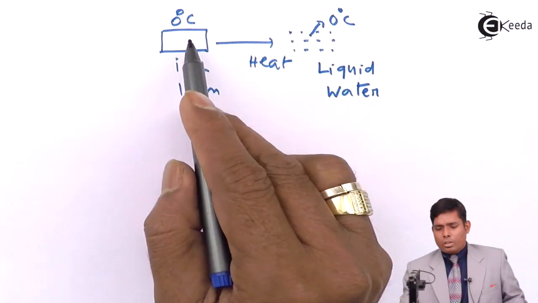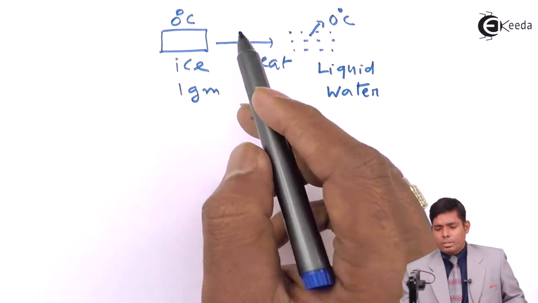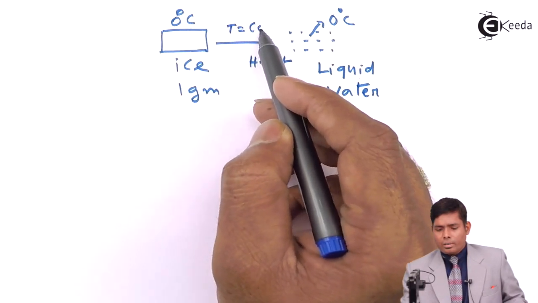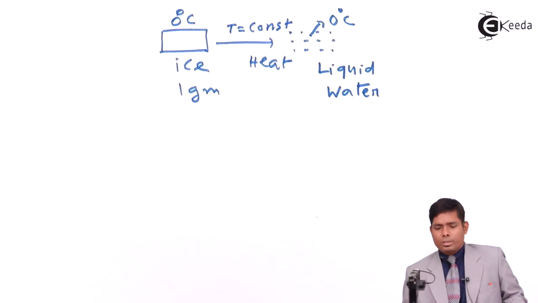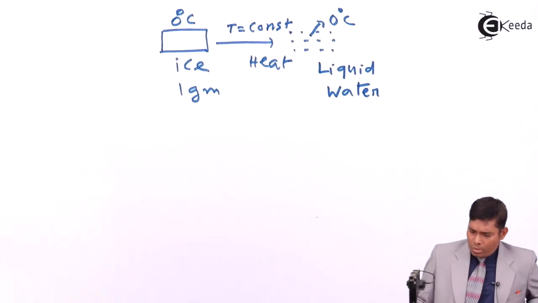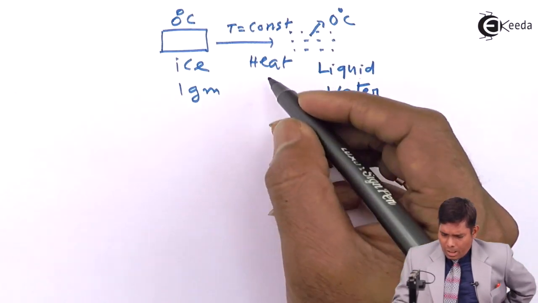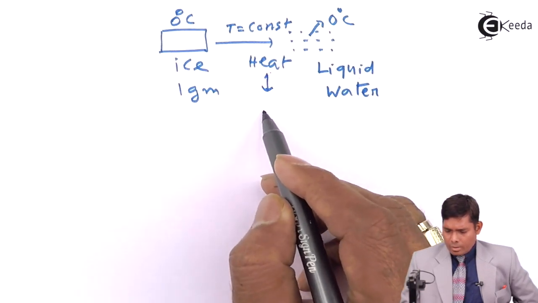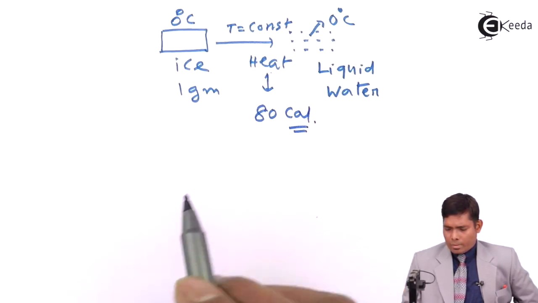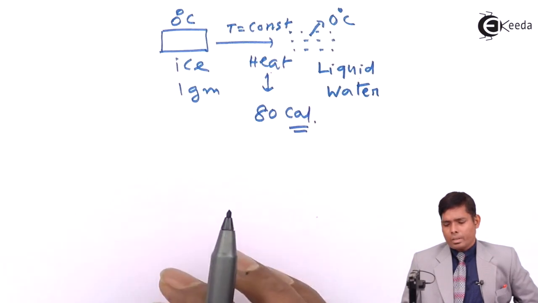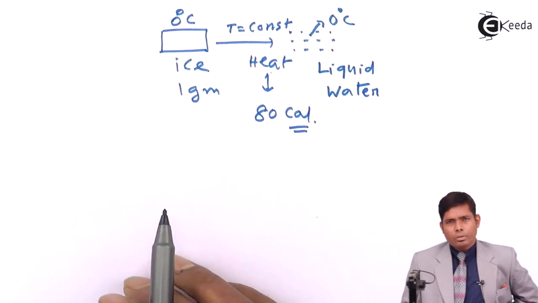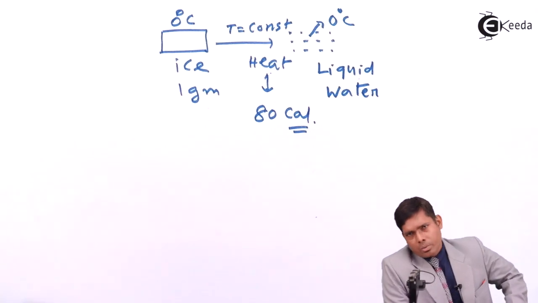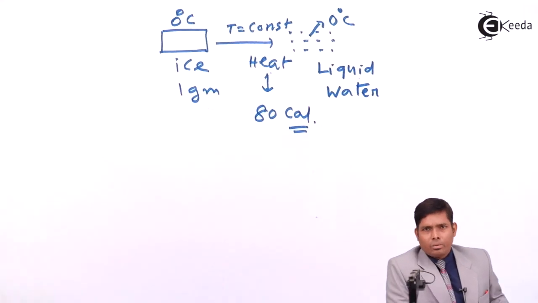Temperature will not change during phase change. That we have discussed. The temperature remains constant. So how much is this heat? This heat is 80 calorie. Okay, that is the meaning of latent heat of fusion. So per unit mass, how much heat is required? That is the latent value.